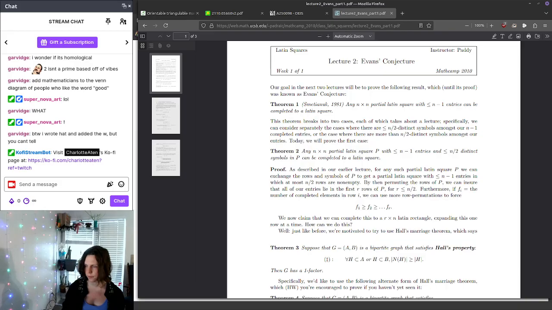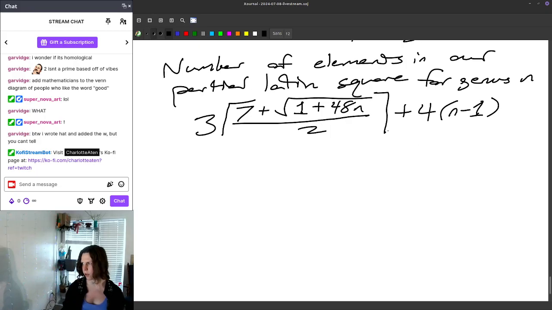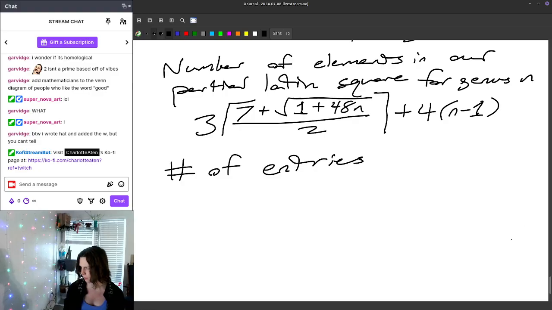Well, we have a partial Latin square that has this many rows and columns, right? But we have to figure out how many actual entries are filled inside of this thing. Because if it has too many entries, we'll have to add more rows, or more rows and columns, to be able to solve the puzzle. The number of entries is the number of multiplications that I have to enforce.